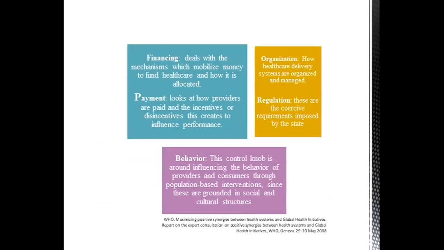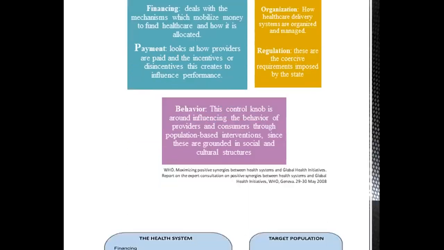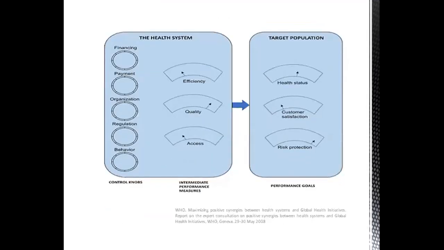One is the financing knob, which deals with mechanisms that mobilize money to fund healthcare and how it is allocated. The payment control knob looks at how providers are paid and what incentives or disincentives are created to influence performance. Another control knob is organization: how healthcare delivery systems are organized and managed. Regulation covers the coercive requirements imposed by the state. The behavior control knob is about influencing the behavior of providers and consumers, through population-based interventions. These are grounded in social and cultural norms. These are the health system framework control knobs: financing, payment, organization, regulation, and behavior.